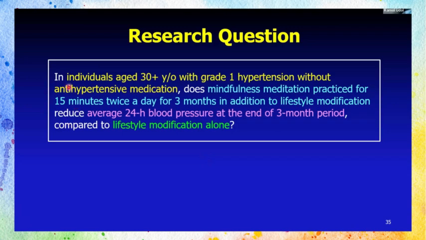So in the population P, in individuals aged 30 years or older with grade 1 hypertension without antihypertensive medication, the intervention, mindfulness meditation practiced for 15 minutes twice a day for 3 months, in addition to lifestyle intervention, reduces the outcome, the average 24-hour blood pressure at the end of the 3-month period, compared to the control, compared to lifestyle modification alone. Now, this research question is clear and specific.